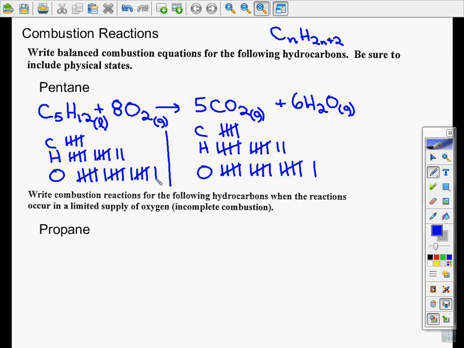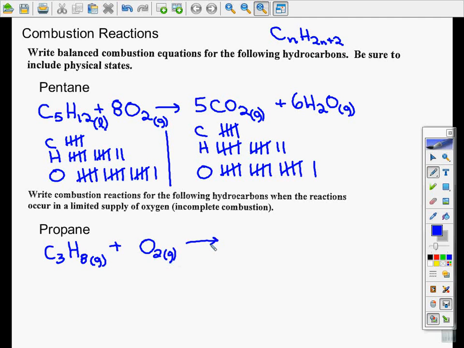The next problem says write the combustion reaction for the hydrocarbon when it's in incomplete combustion. First thing, let's figure out what propane is. Propane, C3, figure out the hydrogens, 2n plus 2, 8. Now propane, as we just talked about, since it's C3, anything C4 or below, will end up being a gas at room temperature. Then, since it's combustion, you're going to add that with oxygen, and oxygen's a gas.